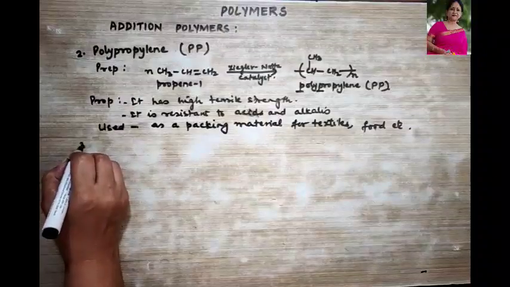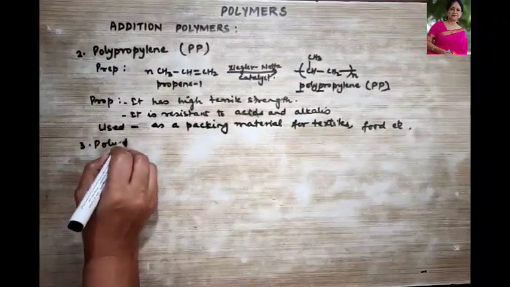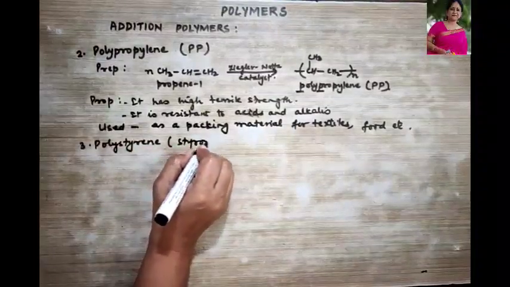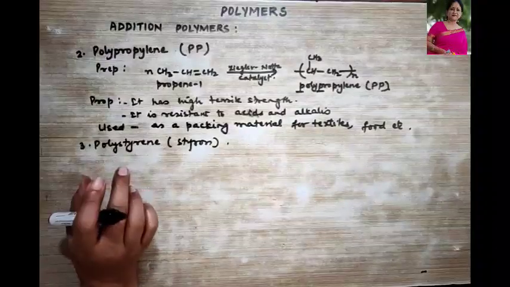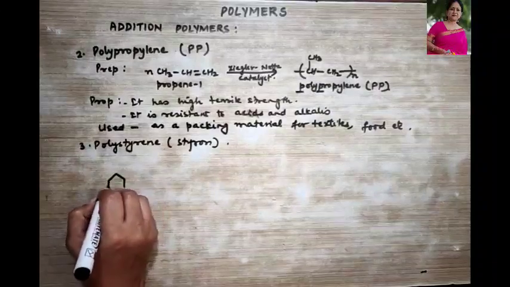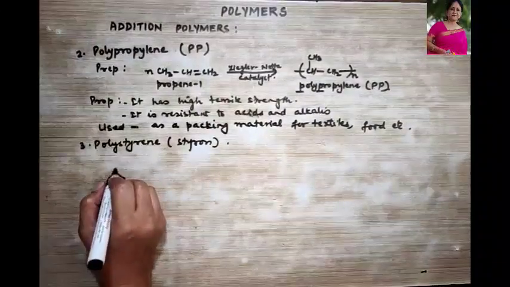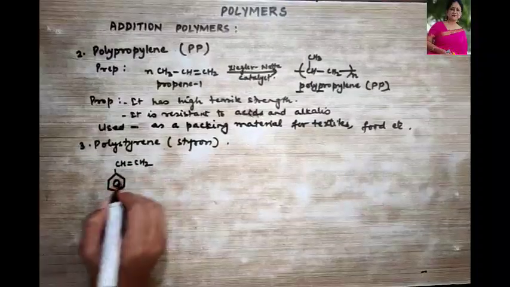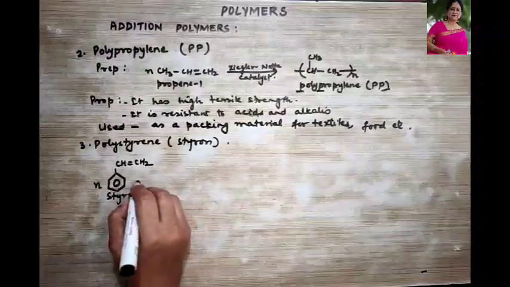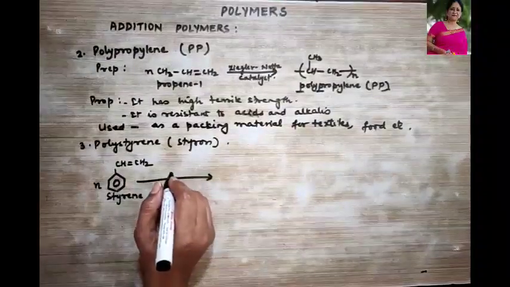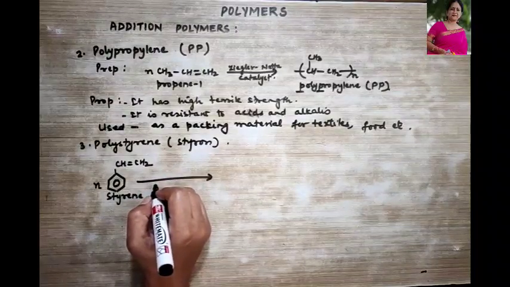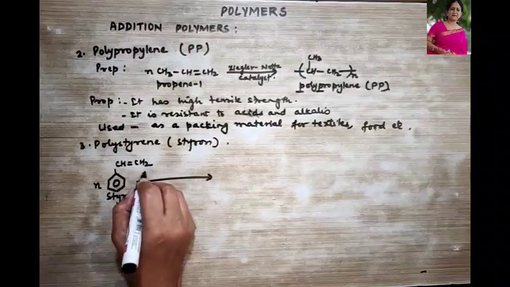Okay. Then the third one we come to, that is polystyrene. This is also called as styrone, and this is prepared by the free radical addition polymerization of n number of styrene, okay, at high temperature and high pressure. And what is the catalyst used over here? Ziegler-Natta catalyst used over here.